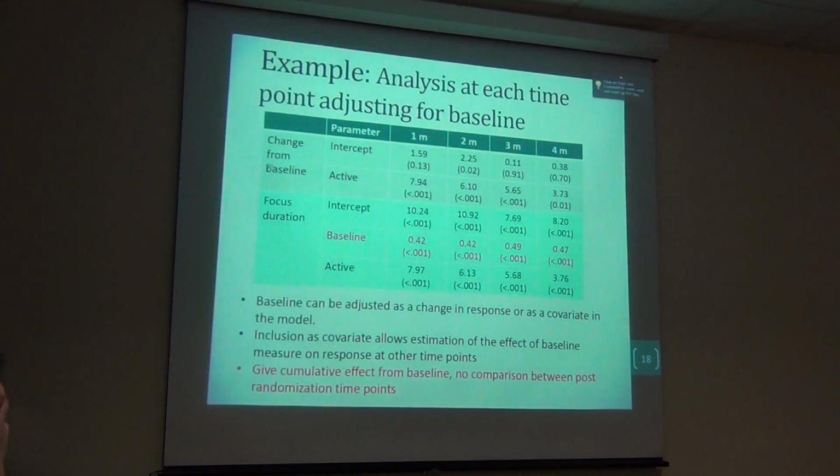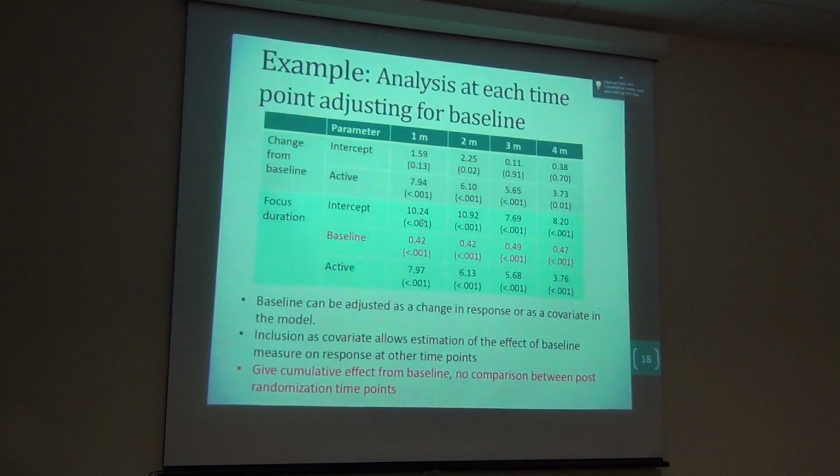So here you adjust for the baseline by calculating the change. Another way you can adjust for the baseline is actually to put it in the model as a predictor. In this case, the outcome for each of these 4 models is the focus duration at that time point, and the baseline measure is adjusted for in each of these models.